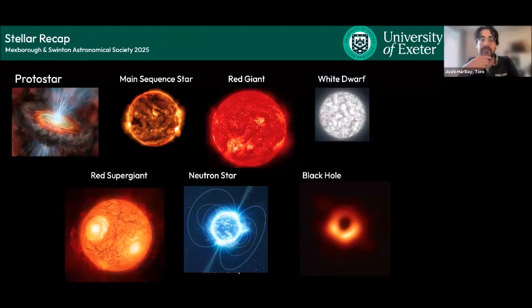But if it's a high mass star, that main sequence star will become a red supergiant, which will explode in a supernova into either a neutron star or a black hole. That concludes our recap of stellar life cycles and our discussion of what goes on inside a star like the sun. That brings me to the end of my talk.